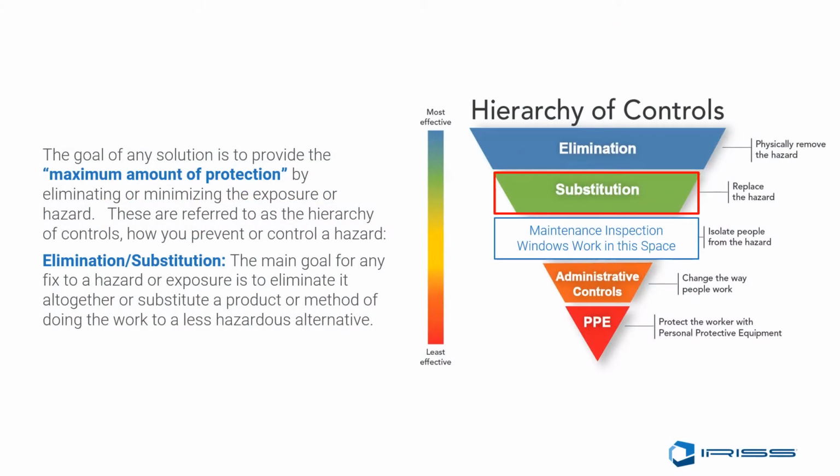Hierarchy of controls. The goal of any solution is to provide the maximum amount of protection by eliminating or minimizing the exposure or hazards to an inspector. These are referred to as the hierarchy of controls, and this covers how you prevent or control a hazard, either through elimination or substitution, with the main goal for any fix to a hazard or exposure is to eliminate it altogether or substitute a product or method of doing the work to a less hazardous alternative.